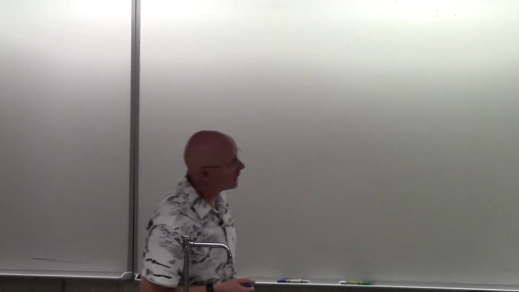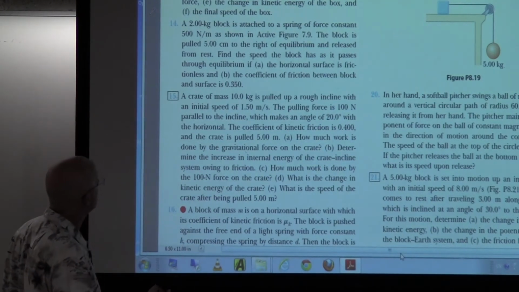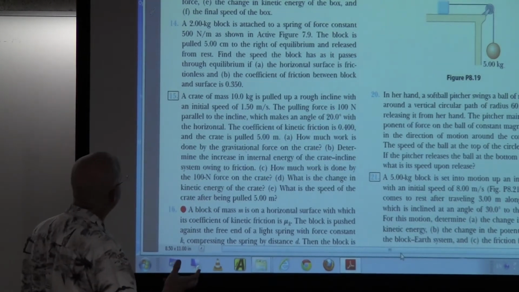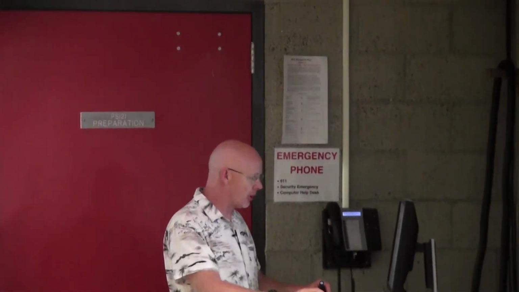All right, so what did I say? Number 14. So 14 does have some friction in here. Here's what it says. It says a 2 kilogram block is attached to a spring with a spring constant of 500 newtons per meter as shown in figure 7.9. So that's a chapter ago.